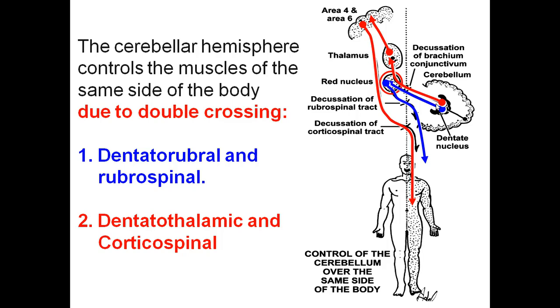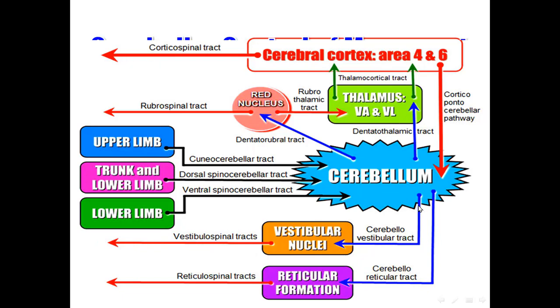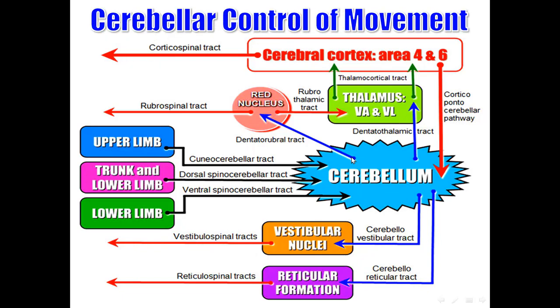The first one, dentatorubrospinal. Second one, dentatothalamo-corticospinal. Therefore, a lesion in one cerebellar hemisphere causes manifestations on the same side of the body. And finally, how the cerebellum controls our movement.